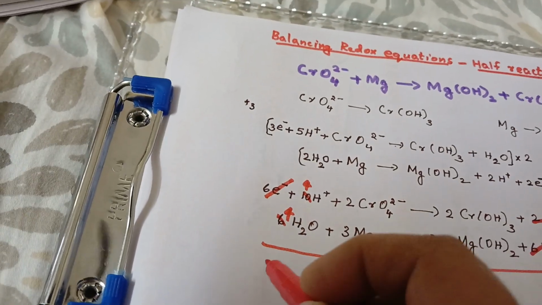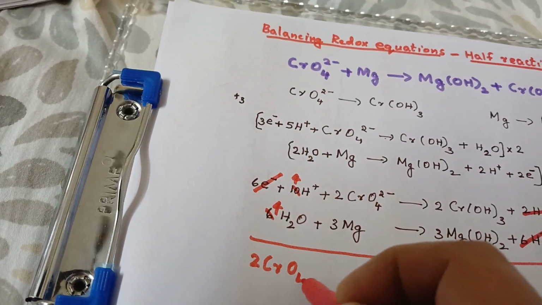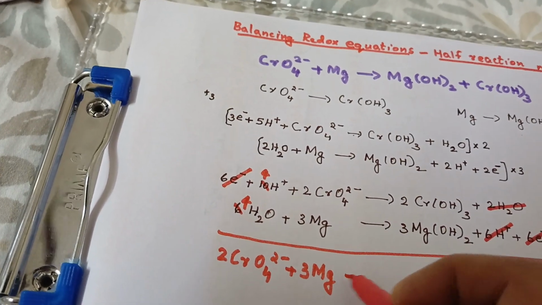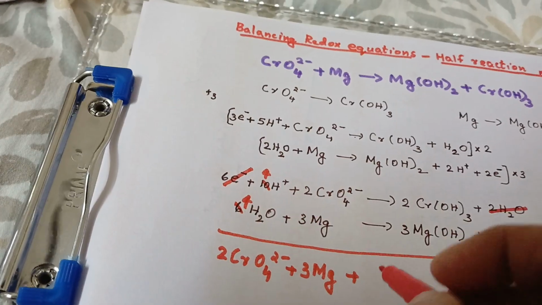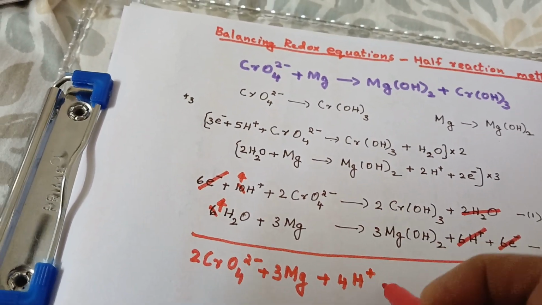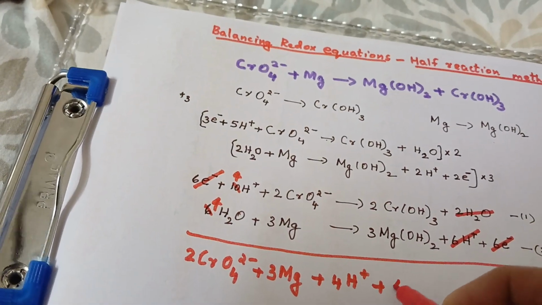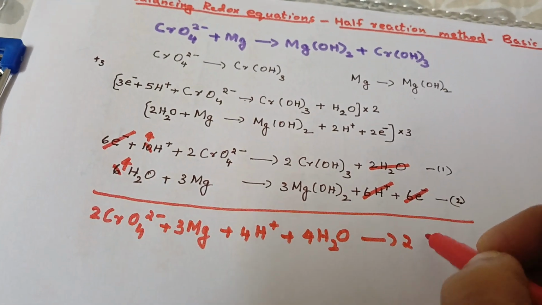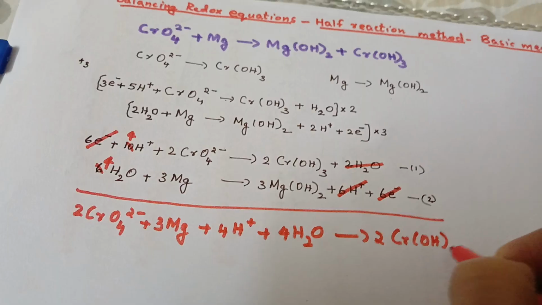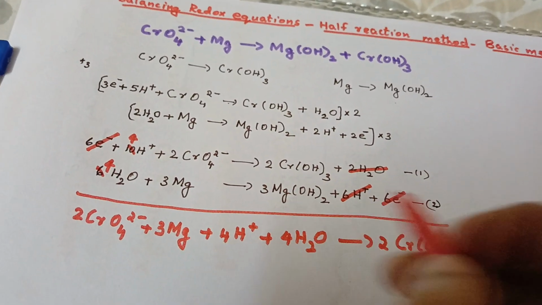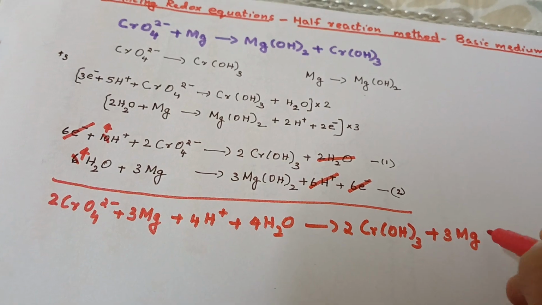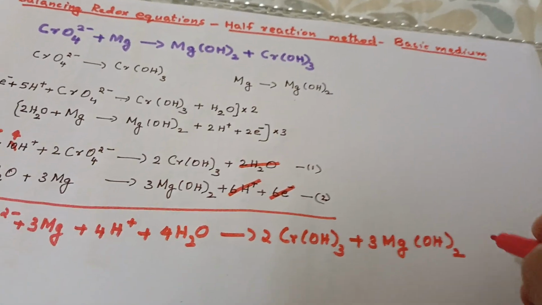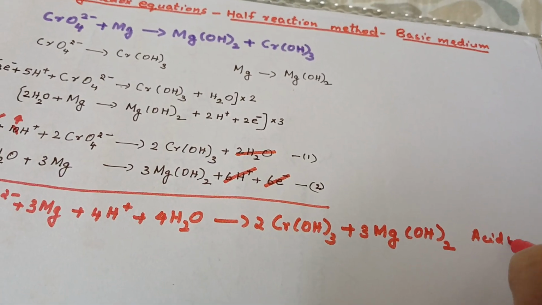Let us add 2 CrO4 2 minus plus 3 Mg plus 4 H plus, 4 H2O, giving 2 CrOH thrice plus 3 MgOH twice. So this is our balanced equation in the acid medium.